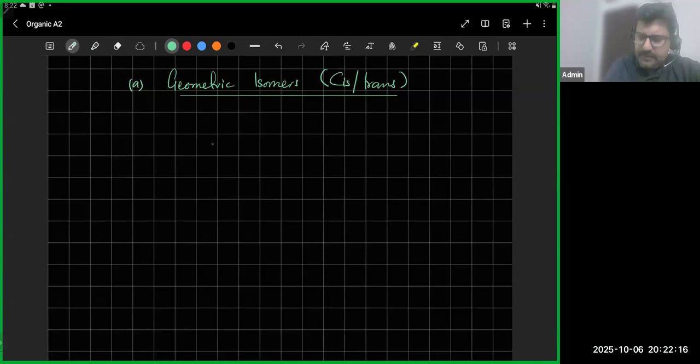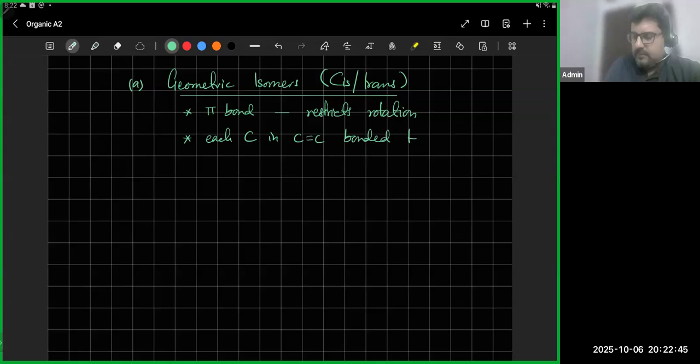So when were geometric isomers formed? You needed a pi bond, and basically you needed a double bond, which would restrict rotation of the molecule. So the two sides would be locked in place. And what's the other one? Each carbon in the double bond is bonded to two different groups. You get two different groups.